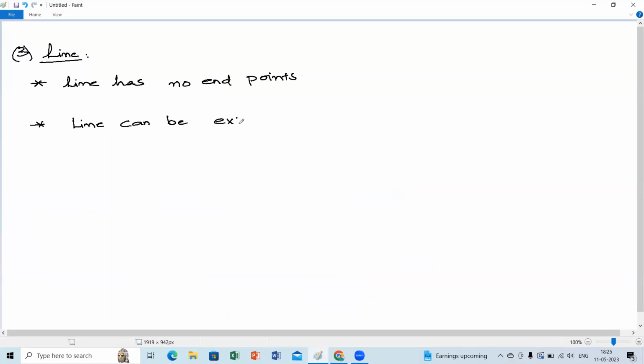Line can be extended both sides endlessly. Endless means there is no end for that. No fixed endpoints. Yeah, line has no endpoints, no fixed endpoints. You can write in your own words, children, so that it's easy for you.